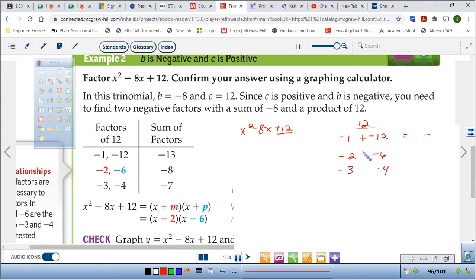All right, so now look at this one. A negative 2 plus a negative 6 equals a negative 8, and that's what I want. So now you're going to have x minus 2 and x minus 6. Cool? What do y'all think? Going once, going twice? Not too bad?